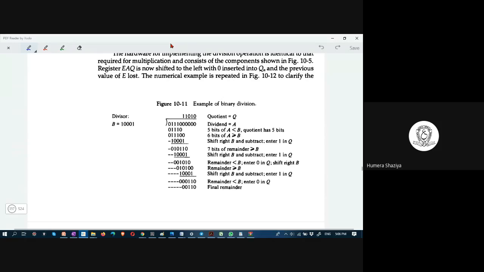So we have a divisor which is 1,0,0,0,0,1. Can anyone tell me the decimal form of this number? 17. This is 17: 1, 2, 4, 8, 16, plus 1 is 17. Okay, A in decimal.